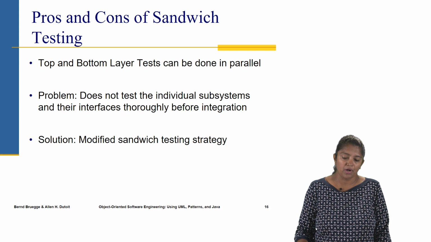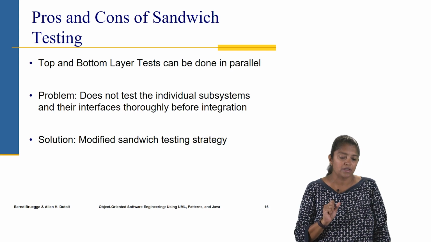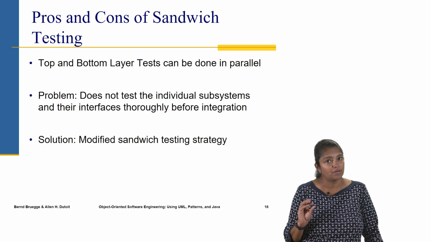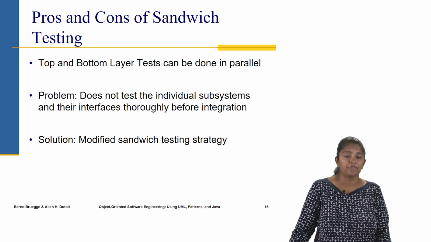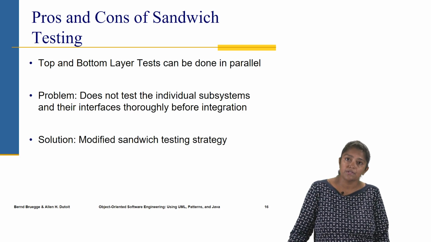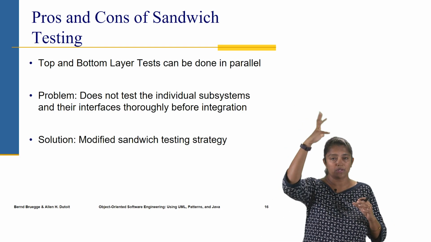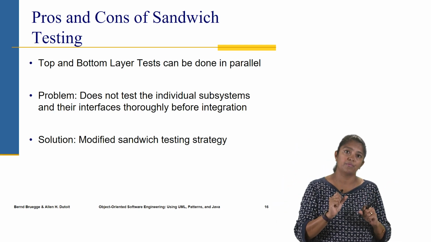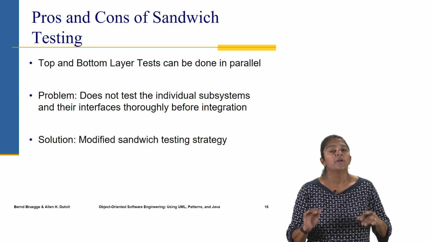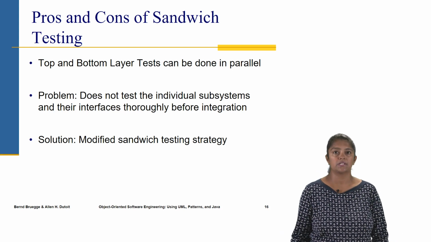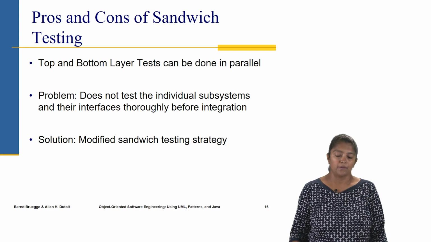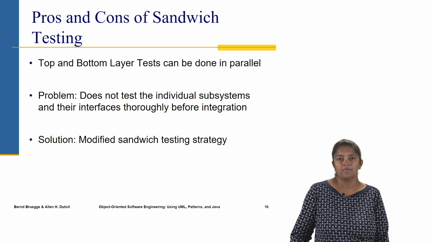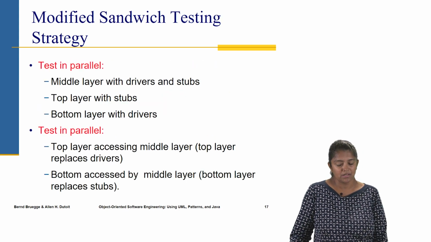So the problem here is, again, it still does not test some individual subsystems and their interfaces thoroughly. So still some interfaces are getting left out in this case. The problem that we were able to solve is that we're now looking at both the most important layer and then our data layer, which is important for performance. So we're doing both of them in parallel. So we've solved that issue. But there are some interfaces that are still getting left out. And the solution for that is another strategy called the modified sandwich testing strategy. So let's take a look at that.